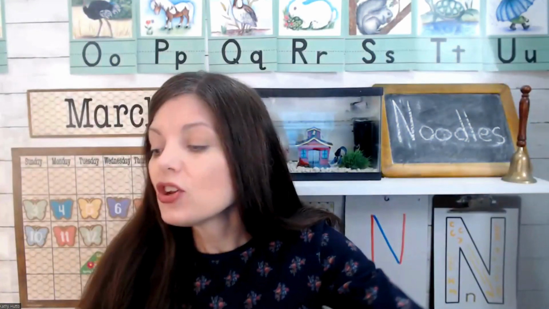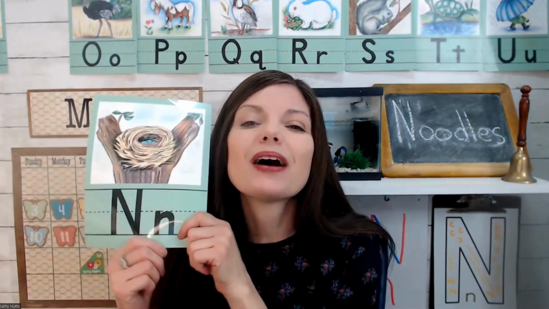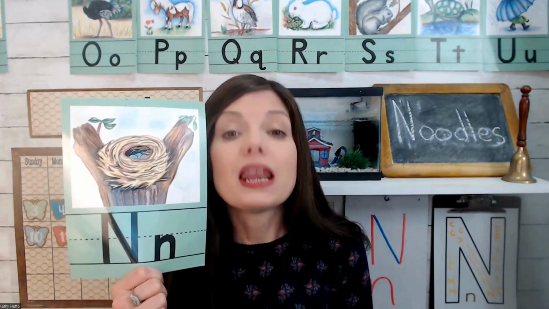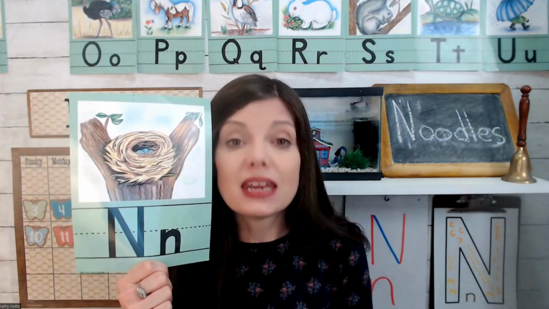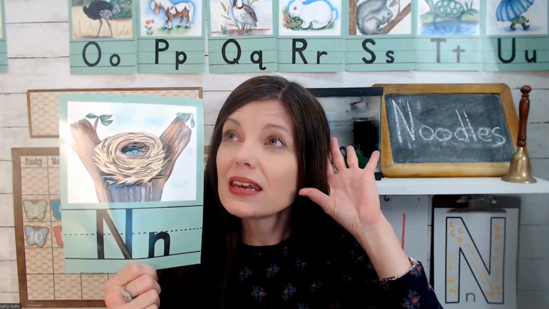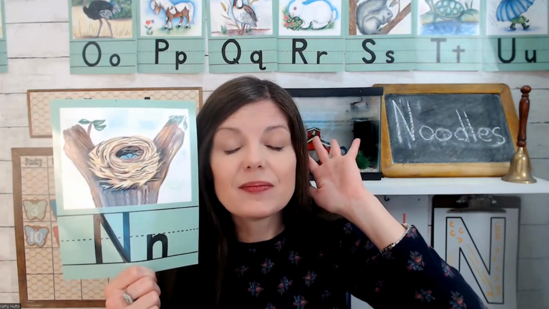Well, now we know what letter N looks like. We can recognize it. We can write it. So next we'll talk about the sound that it makes. Letter N makes this sound. N, n, n. You try. N, n, n. Very good. Letter N says N as in no.